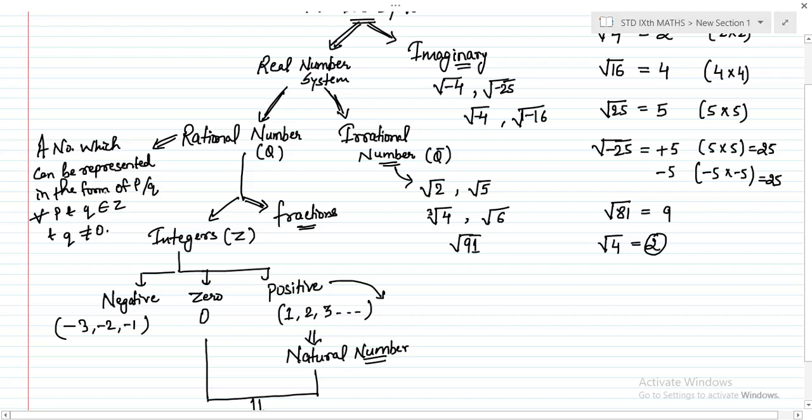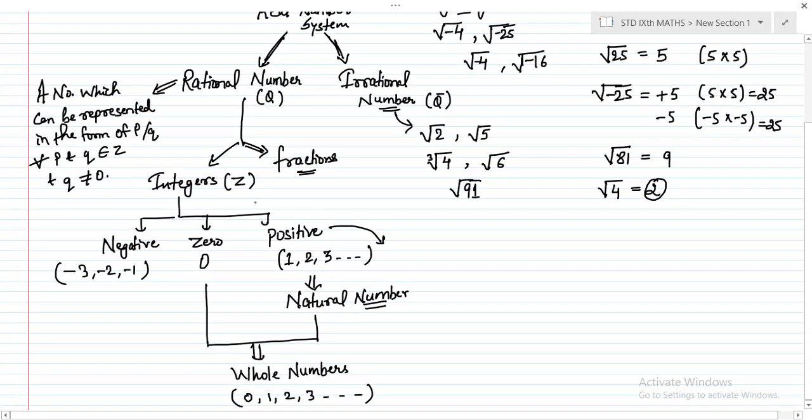That means we can go through the examples, like when we say 2, 2 can be written in the form of 2 upon 1. So here 2 is an integer and 1 is also an integer, and it is expressed in the form of P upon Q. Here 2 is acting as P and 1 is acting as Q, and this Q should not be equal to 0, and we can check that here 1 is not equal to 0.